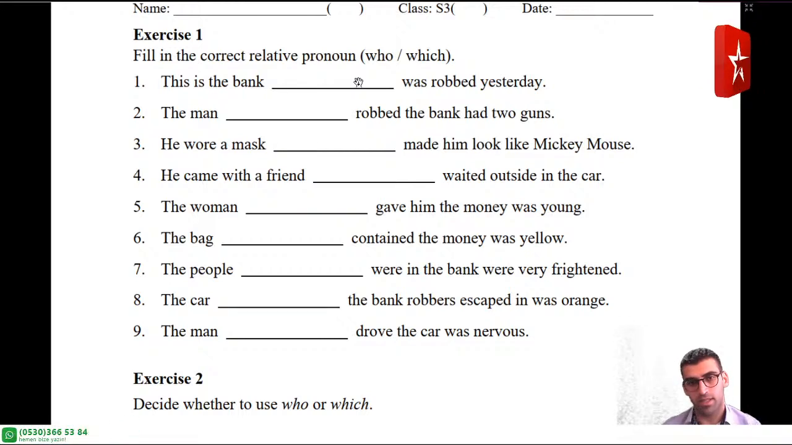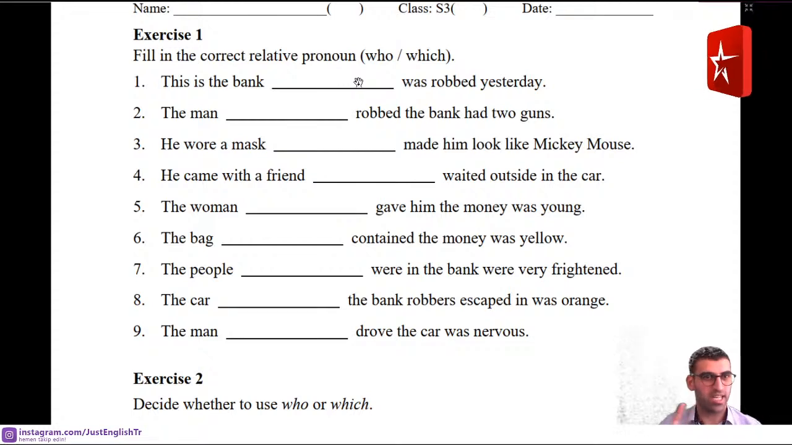Okay. Number 8. Last two easy sentences, and then we will continue with the more difficult ones. I will challenge you guys with a difficult exercise. Number 8 is which. Yes, that is the perfect answer. The car which the bank robbers escaped in was orange. Yes. Okay, and the last one, number 9, the man who. Yes, guys, who is the correct answer.